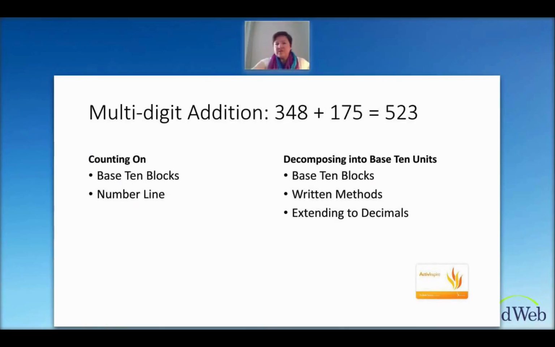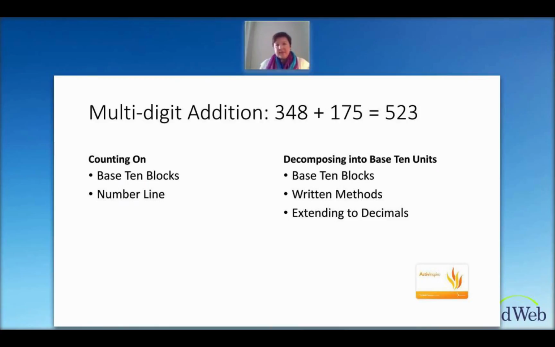So let's start to explore what multi-digit addition looks like. I have a problem up on the screen for us. We're going to spend a lot of time with this problem. 348 add 175, and that's the same as 523.